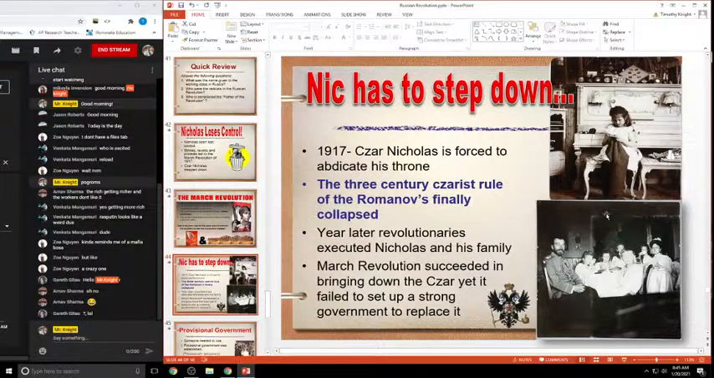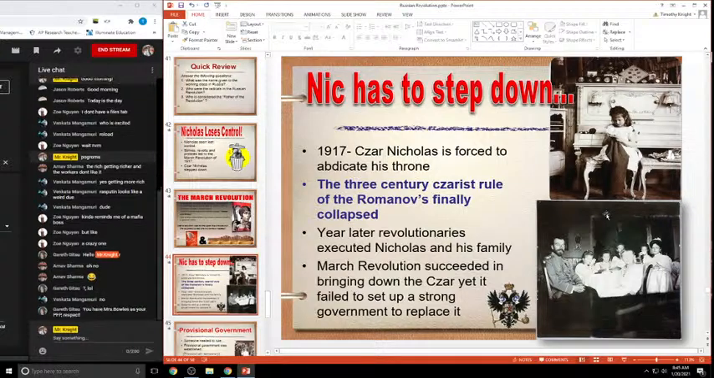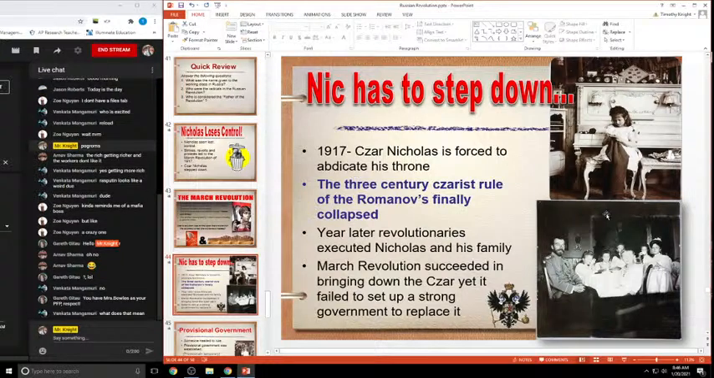The March Revolution succeeded in bringing down the Tsar. However, this is why the Russian Revolution is two for the price of one. When the Tsar steps down from power, believe it or not, it's not quite Vladimir Lenin that comes to power yet. Vladimir Lenin does not come to a position as the true leader of Russia until the very, very tail end of 1917.